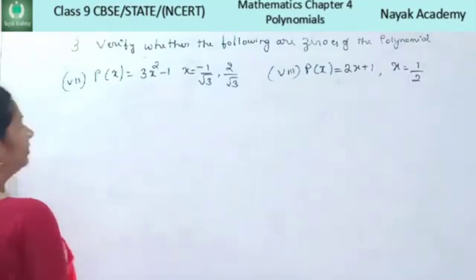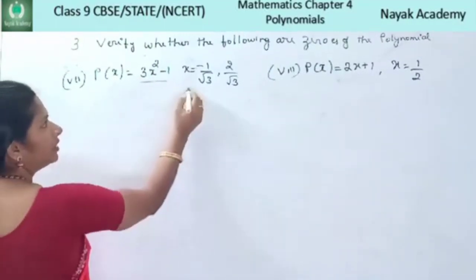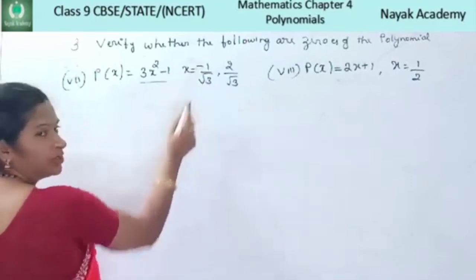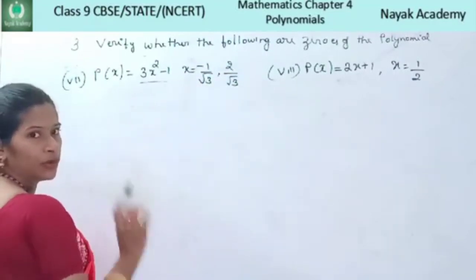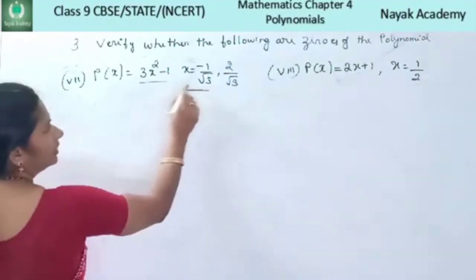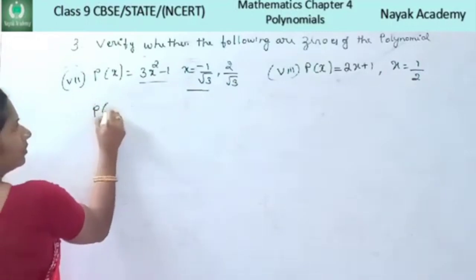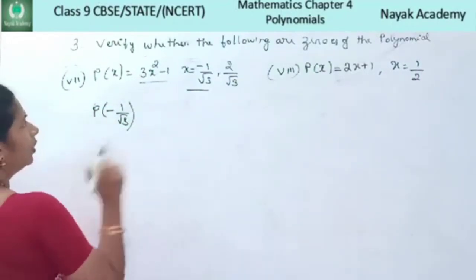Coming to the seventh problem, p of x is equal to 3x square minus 1. Now we have to check whether x is equal to minus 1 by root 3 and x is equal to 2 by root 3 are zeros of the polynomial or not. Let us first check whether x is equal to minus 1 by root 3 is a zero of the polynomial or not, children. What we need to do?